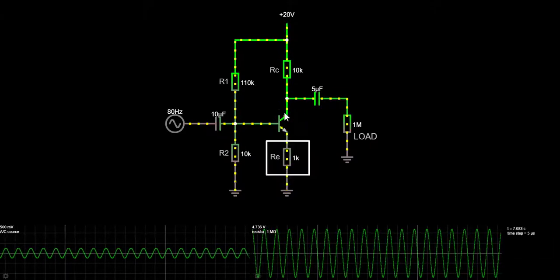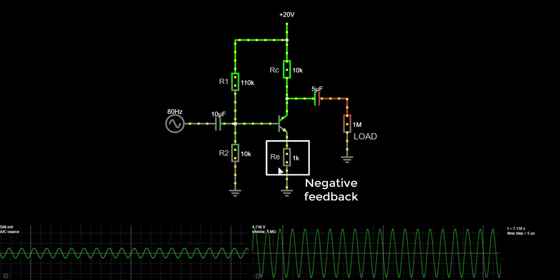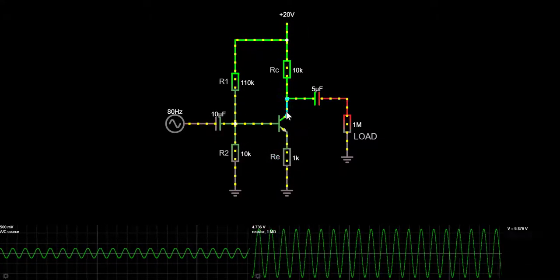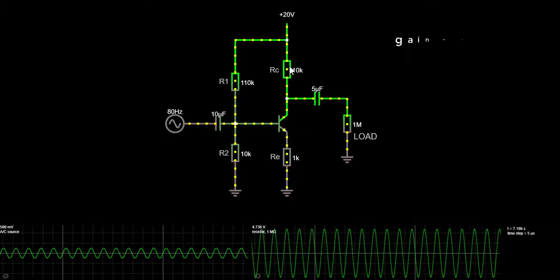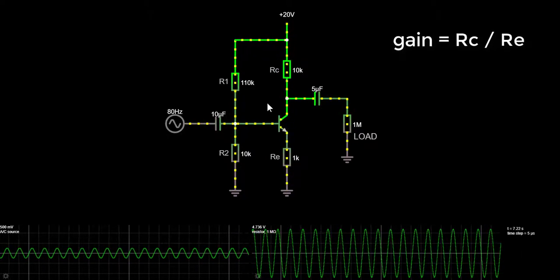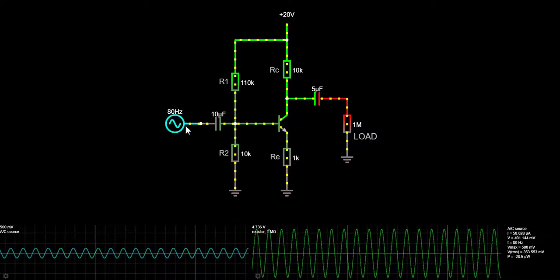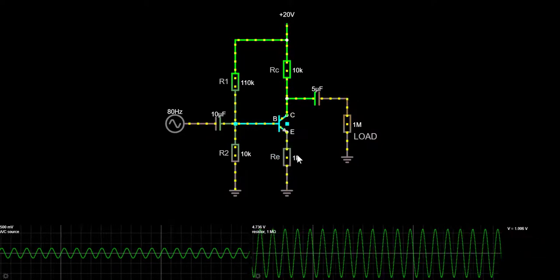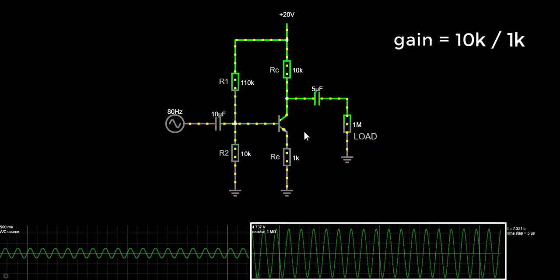If we add an emitter resistor to a single transistor amplifier, we get negative feedback, or what is called degeneration. In the previous course we have seen that by adding an emitter resistor to the transistor, we could set the gain of this amplifier, because the gain of this circuit is equal to the collector resistance divided by emitter resistance. So even though the transistor has a maximum gain of 100, our circuit will not amplify the input signal by 100 because the emitter resistor impedes that. We wanted a gain of 10, so we have chosen the values correspondingly.